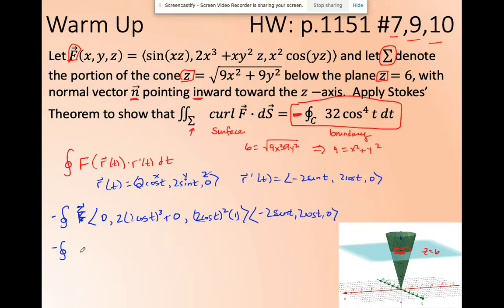And I get 0 times this is 0. I get 2 times this 2, which is 4, times 2 cubed, which is 8, cosine cubed t times this other cosine. Oh, that's cosine to the 4th, right? And then I have this nonsense, but times 0.